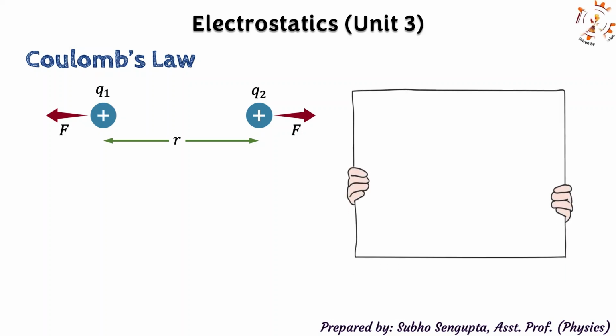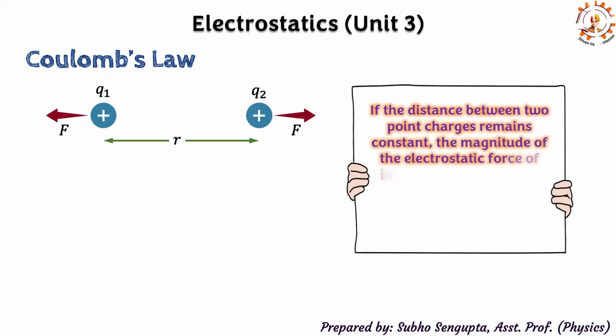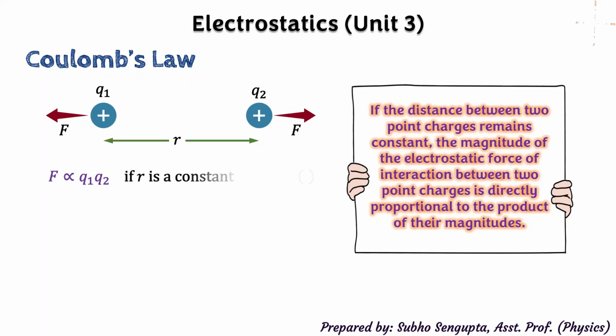He found that if the distance between 2 point charges remains constant, the magnitude of the electrostatic force of interaction between 2 point charges is directly proportional to the product of their magnitudes. So, mathematically I write F proportional to Q1 Q2, if r is a constant. I mark this as equation 1.